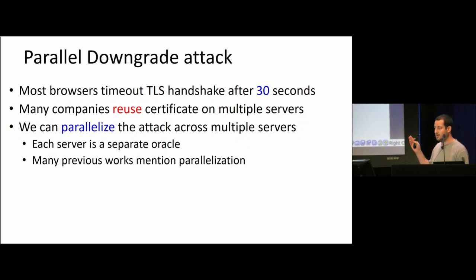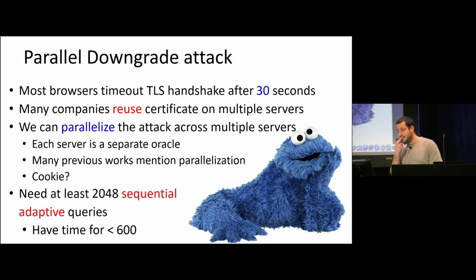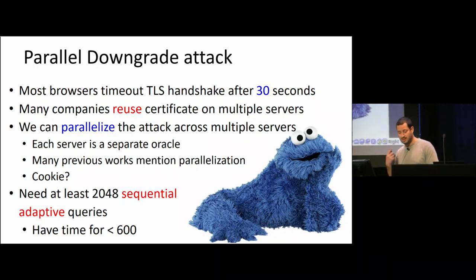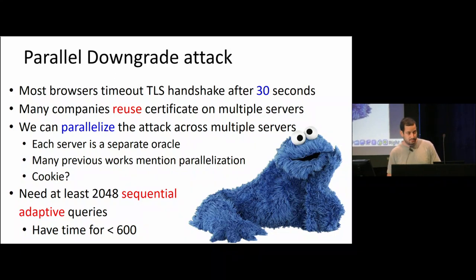And there's been quite a lot of previous work on how to parallelize this type of padding oracle attacks. So can we get a cookie? And the problem here is that no matter how we try to parallelize that attack, this is an adaptive chosen ciphertext attack. And when we look at this, if we want to break a 2048-bit RSA key, we still need at least 2048 sequential adaptive queries. There's no way to go around it. And we only have time for 600. So we need to find something better to do.